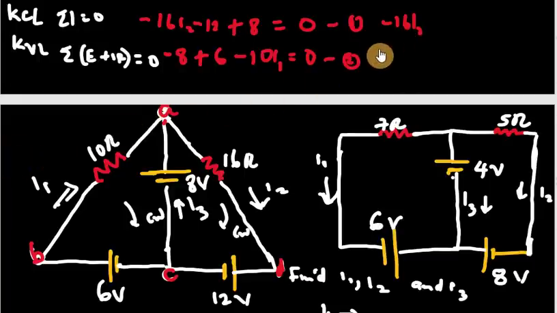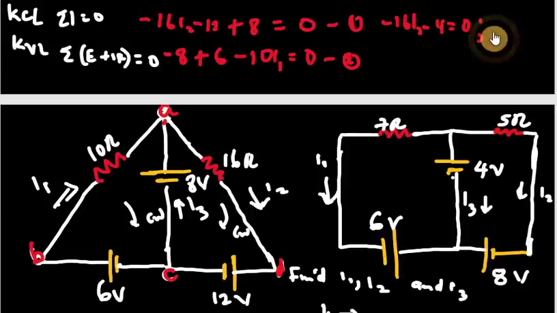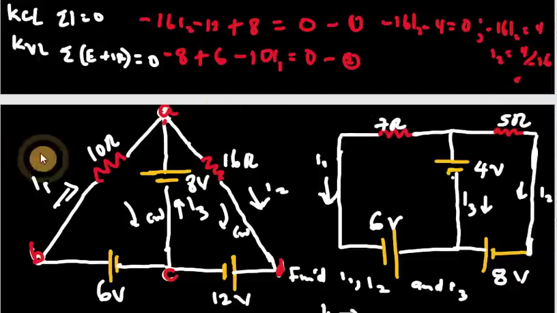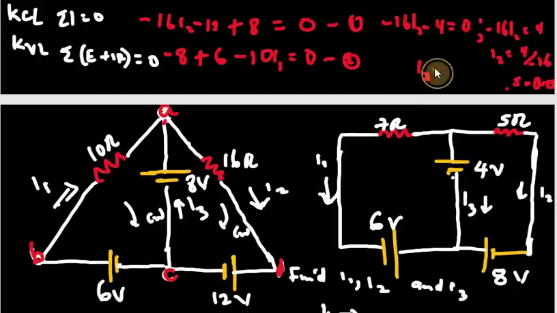Minus 12 plus 8, you have minus 4. Minus 4, everything should equal 0. So that minus 16I2 equals 4. If I make I2 subject of the formula, I have 4 upon minus 16, and you have minus 0.25 ampere. So our I2 now becomes minus 0.25 ampere.